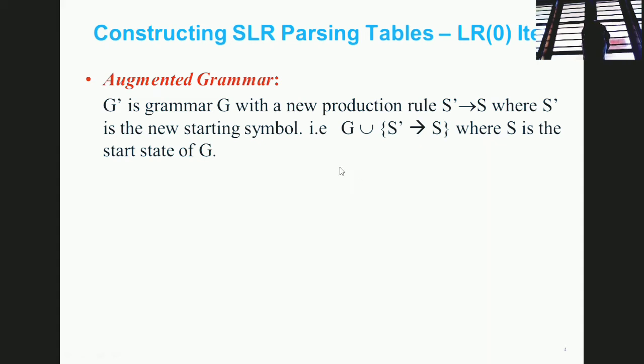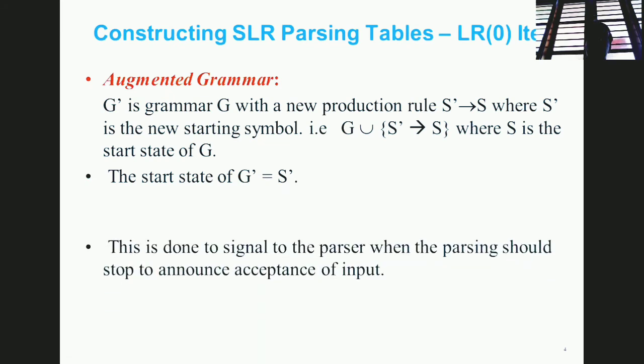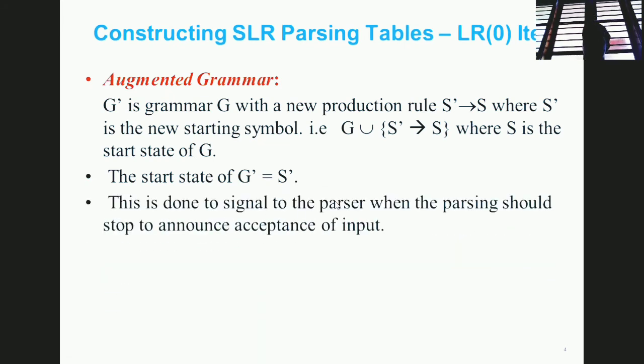The meaning of adding S dash tends to S is that we have reached S as the top, the root of the tree. That's why this new production has been added. This is done to signal to the parser when the parsing should stop, to announce acceptance of the string. As I said, S dash tends to S is added. When you reach S dash tends to S dot, it means that you have reached the top of the tree.